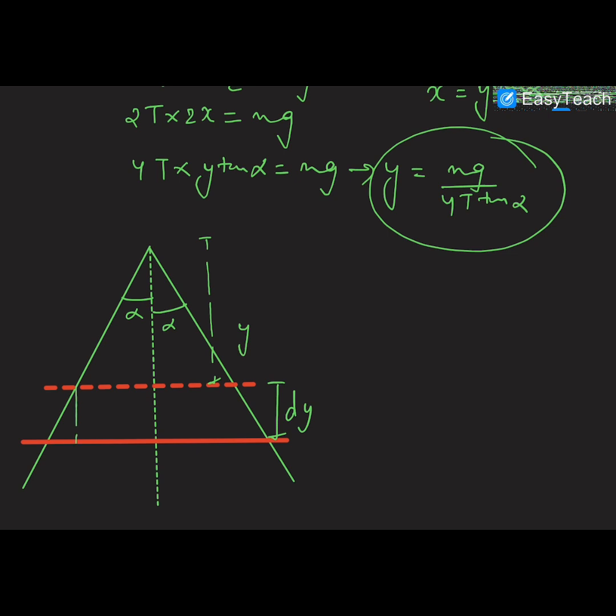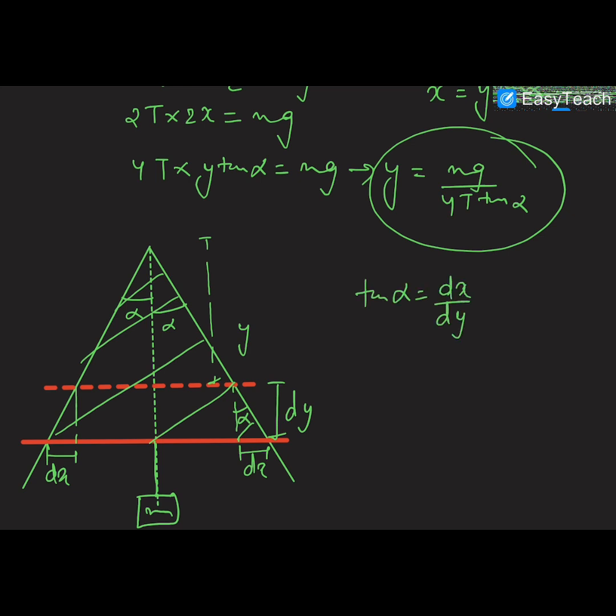So due to this displacement, the length of this wire which is inside this triangle, which is experiencing the cohesive force, is increased because the area of the film has increased. So this increase in length is dx, and this is the mass m. So we can say that this angle is alpha. So tan alpha is equal to dx upon dy. So dx is equal to dy tan alpha.